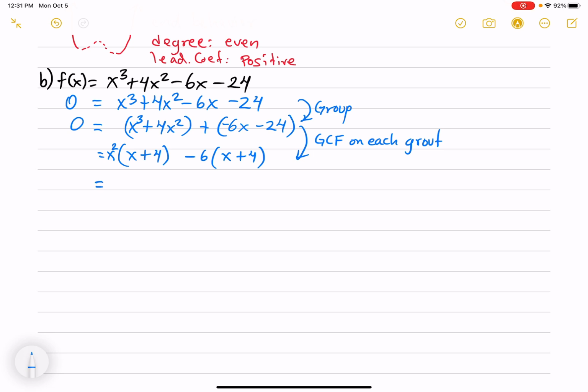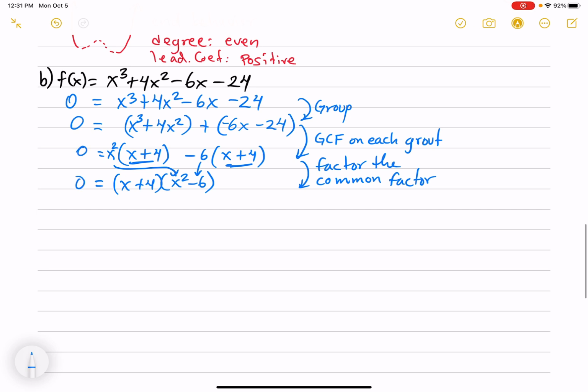And so this here is x plus 4, because the next thing we do is factor out the common factor. So x plus 4, parentheses x squared minus 6. You see that? x squared from here, minus 6 from there. And we're still trying to figure out when that is equal to 0. So either x plus 4 equals 0 or x squared minus 6 equals 0. Obviously, x equals -4.